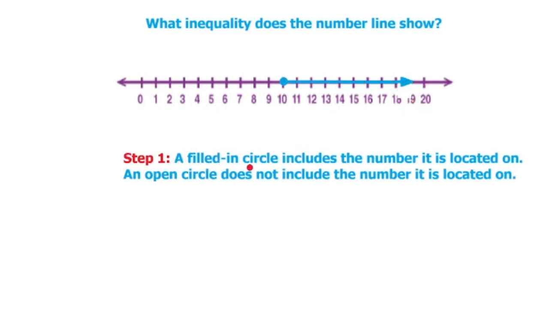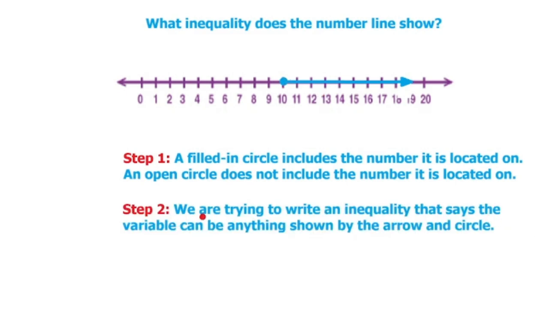So a filled in circle includes the number it is located on. An open circle does not include the number it is located on. So that's important to know. So for this one, the circle's filled in, so it includes the 10.